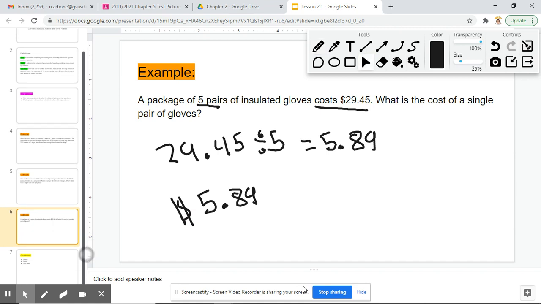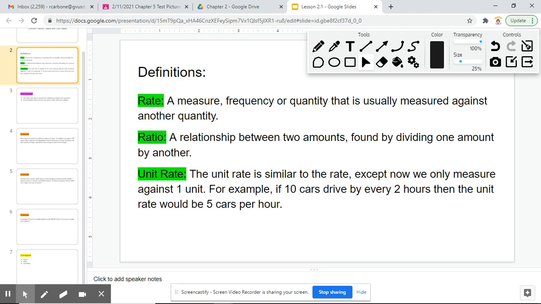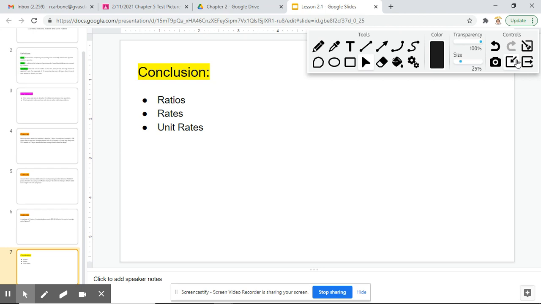All right, let's go into our conclusion here. So today we talked about ratios. And remember, a ratio is just a comparison between two numbers, where it specifically looks like a fraction where one number is on top of the other. A rate is a measure of frequency that is measured against another quantity. And then finally, the unit rate is very similar to the rate, except now we only measure against one unit. Remember, that's what we were working with today, finding unit rates, and it's what we're going to be working with tomorrow in class when we have the classwork together.